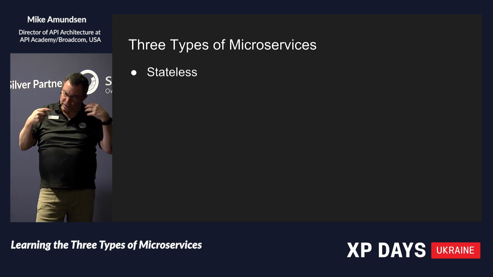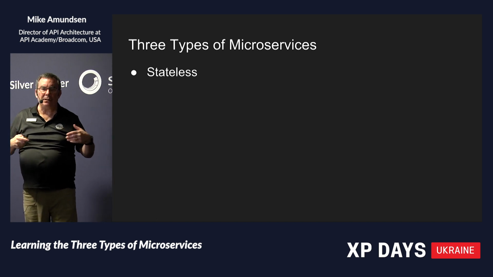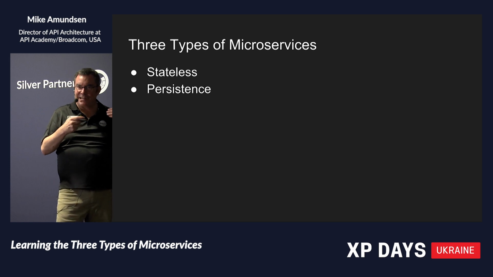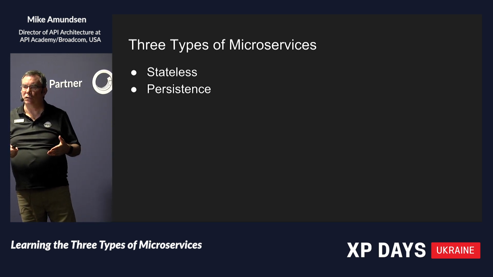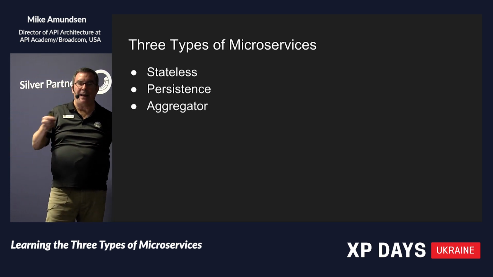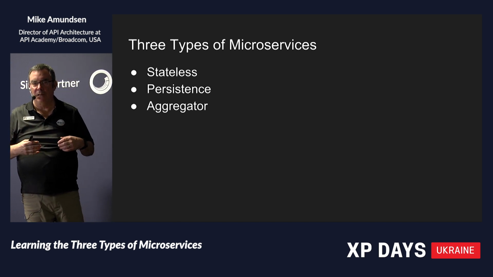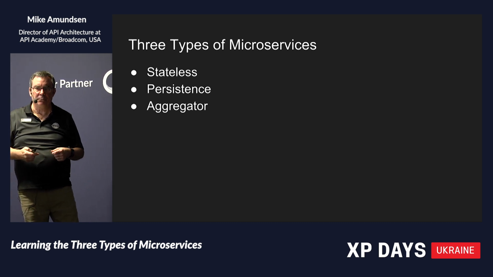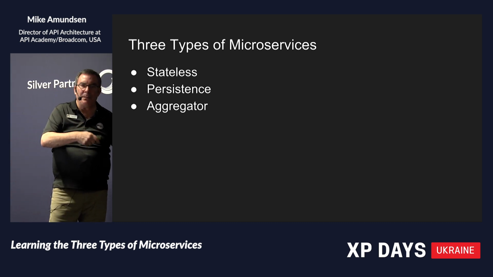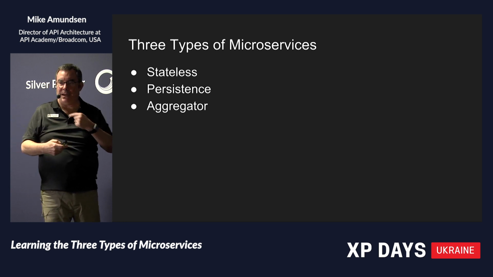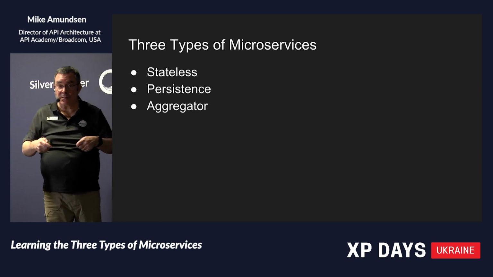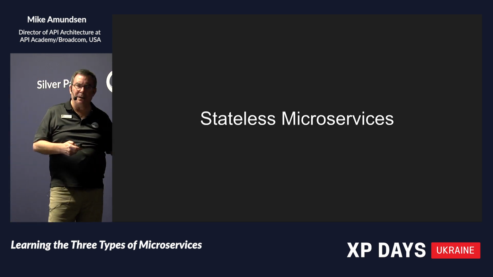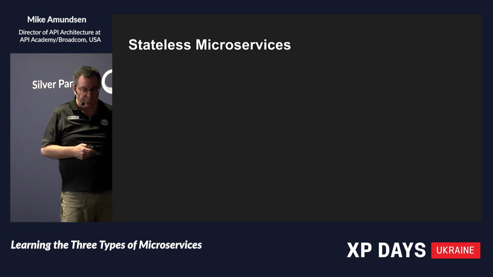So I want to talk about them in 3 ways. What's typically referred to as a stateless service, some kind of persistence service, storage, and some kind of aggregator service, or orchestration, or choreography, or something like that. These are 3 fundamentally different ways of thinking about a service, and they have different risks, different responsibilities, and they can perform different things. Let's talk about the one that I'm calling stateless.